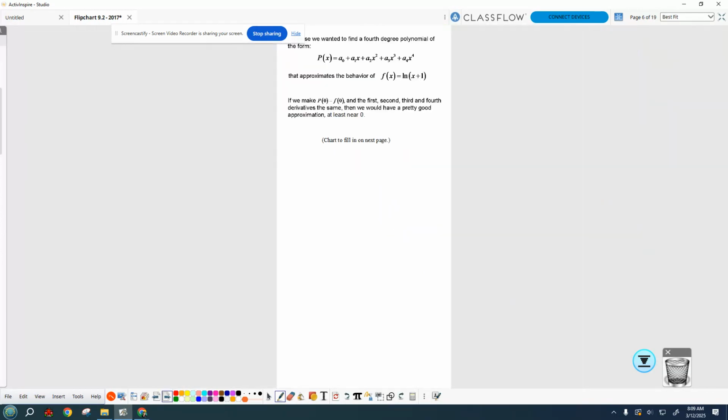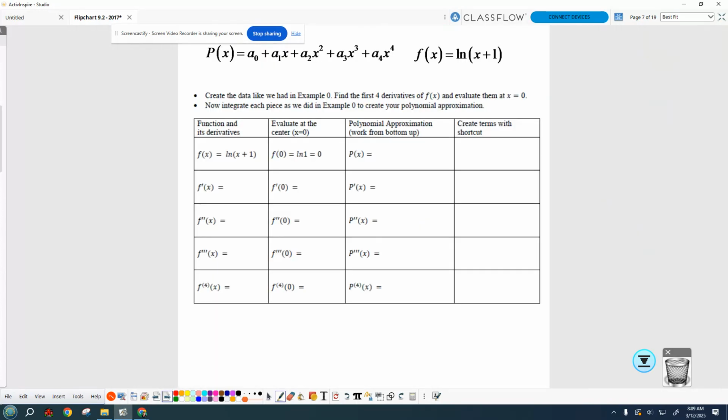So this time, I want you guys to do the painful process: do all the derivatives, evaluate the derivatives at 0, and then get your polynomial. This 4th column, I don't know if it's useful or not, but if you wanted the space, there you go.